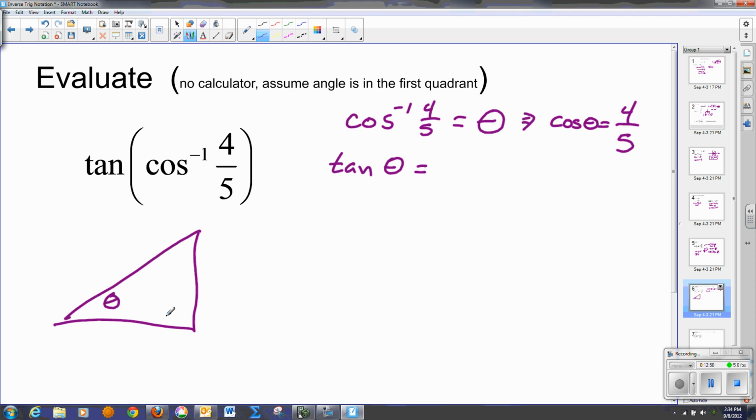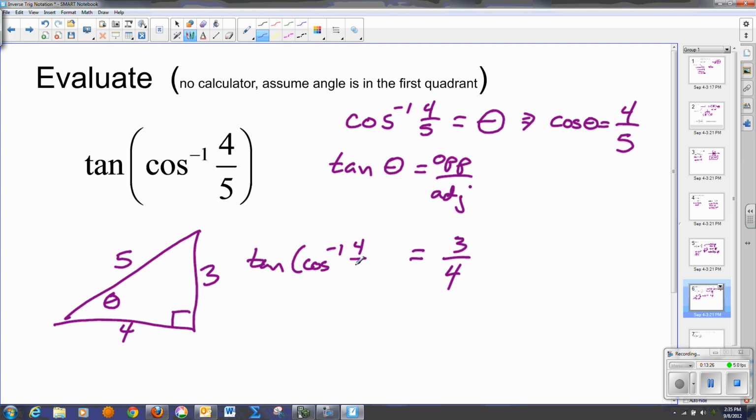Here's my theta value, the adjacent over the hypotenuse, and I look at this and I see I have a 3, 4, 5 triangle. So the y value is 3. Tangent is equal to the opposite over the adjacent, and in this case, that's equal to 3 over 4. So therefore, the tan of the inverse cosine 4/5 is equal to 3/4. Let's keep moving.